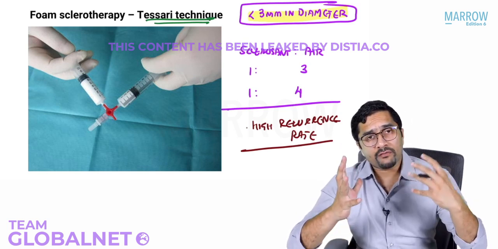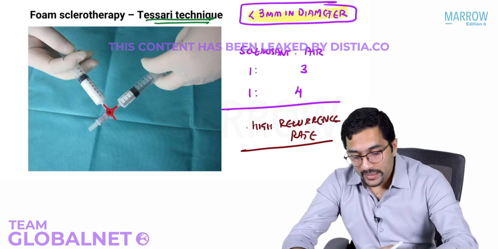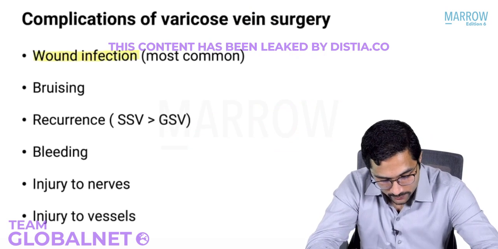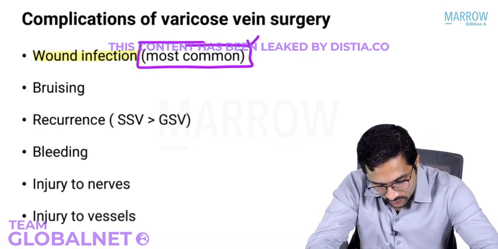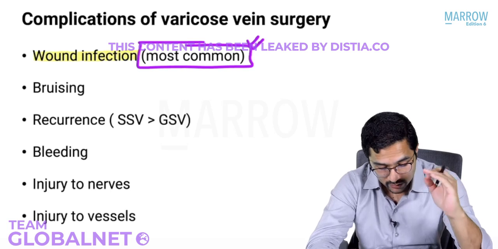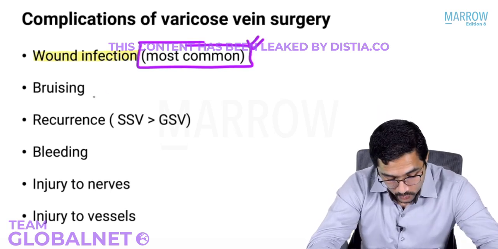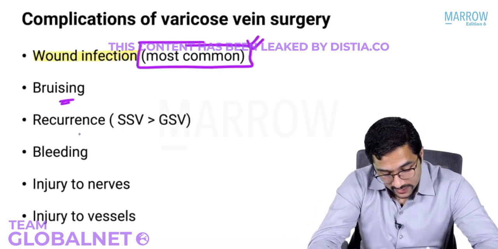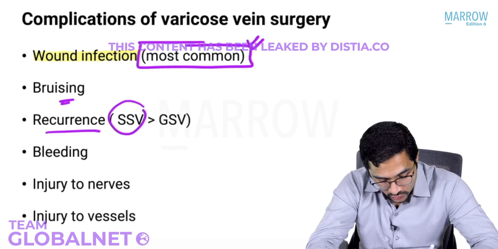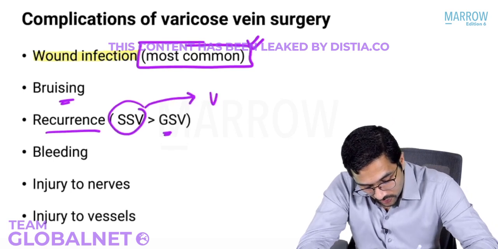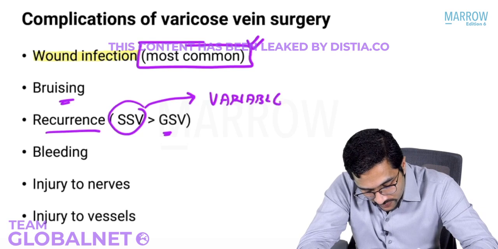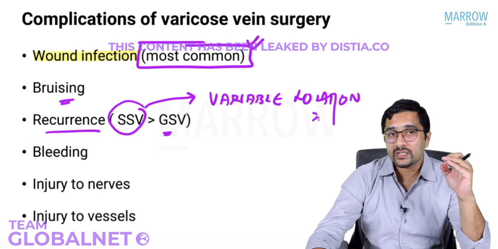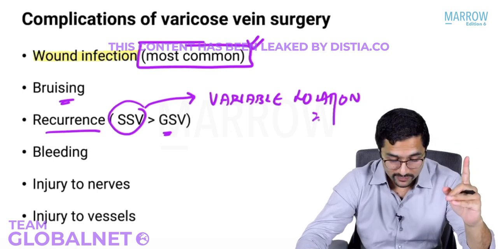Now, we need to talk about varicose vein surgery. What are the complications? The complications of varicose vein surgery: wound infection is the most common complication. This has been asked in the exam. Bruising can occur, and bruising is more after endovenous procedures. There can be recurrence, and I told you why short saphenous vein recurrence is higher, because the saphenopopliteal junction has a variable location, so the recurrence is higher in the short saphenous vein as compared to the great saphenous system.